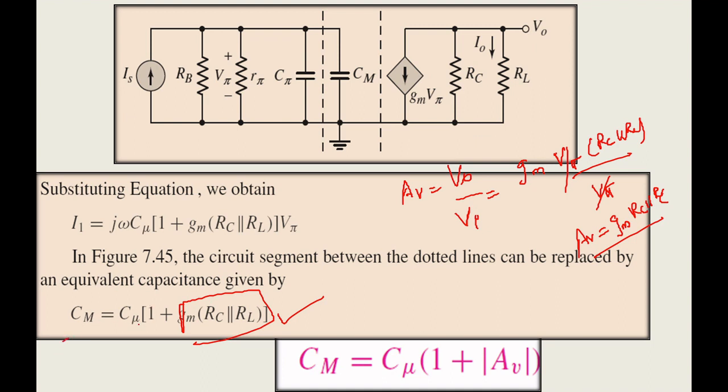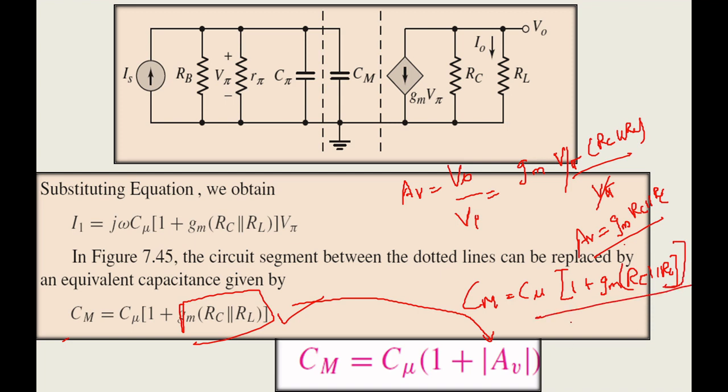So CM equals C mu times (1 plus gm RC parallel to RL). You can understand, gm RC parallel to RL means AV. In order to explain that part only, I have explained this equation. AV is nothing but gm times RC parallel to RL. So with that, this equation was remodified and written as CM equals C mu into (1 plus AV). Consider both equations, this is what we are going to use for solving the problem. It's a very important part: CM equals C mu into (1 plus gm RC parallel to RL).